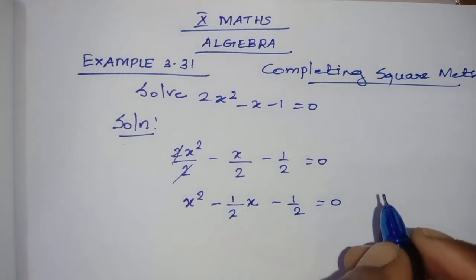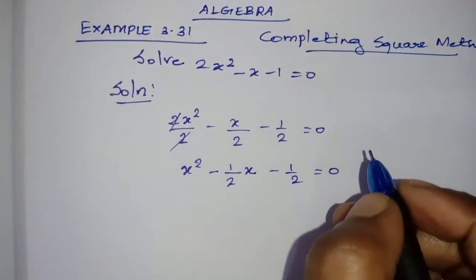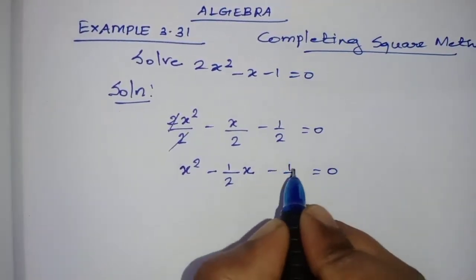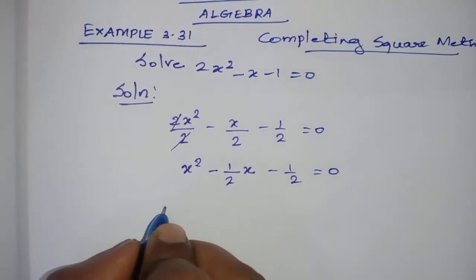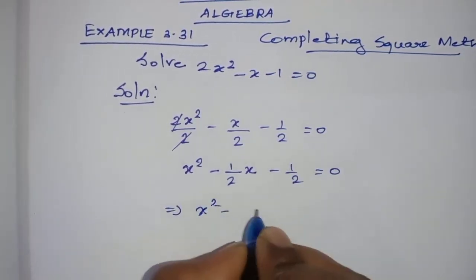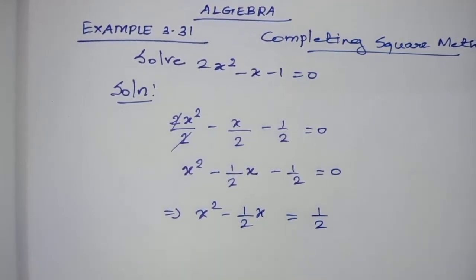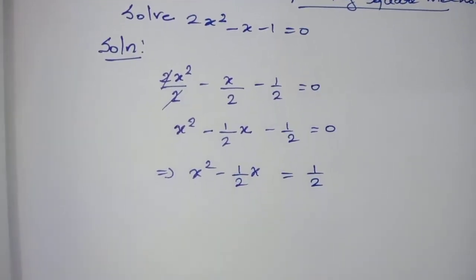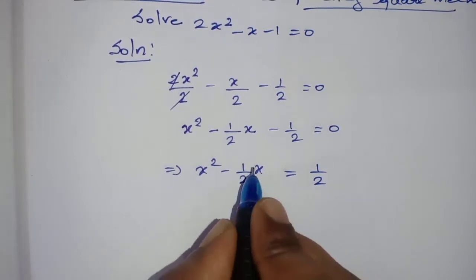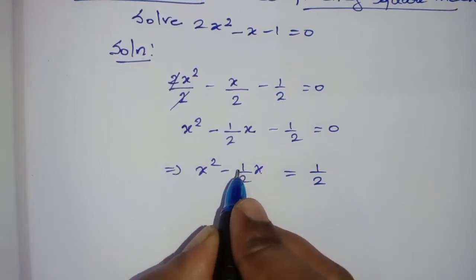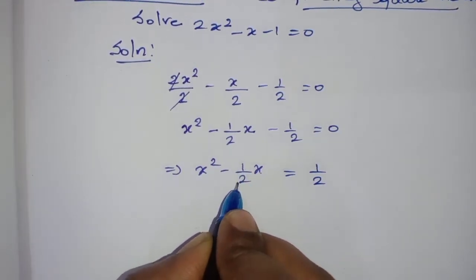Okay. Now, next step, shift the constant term to right hand side. So, we have x square minus 1 by 2x is equal to 1 by 2. Okay. Next step, add the square of half of the coefficient of x to both sides.